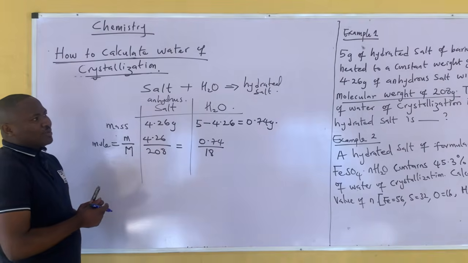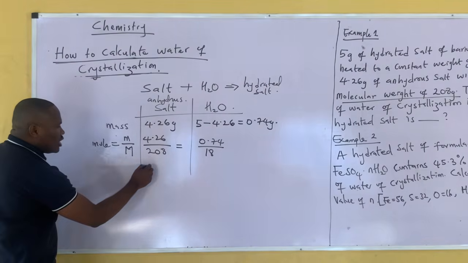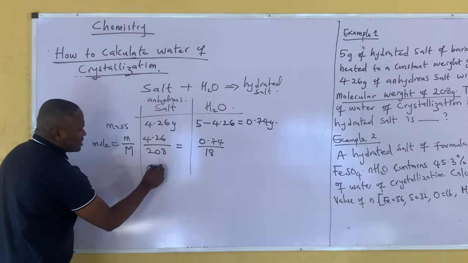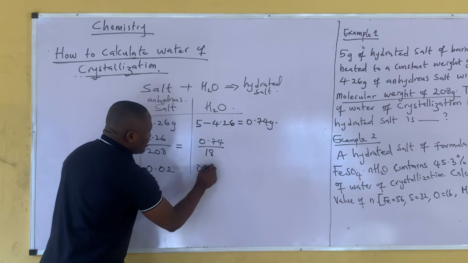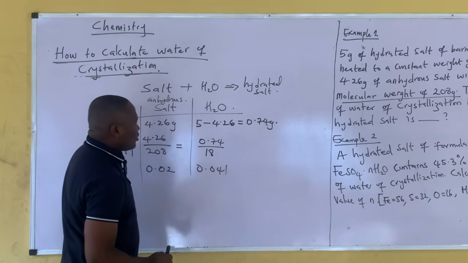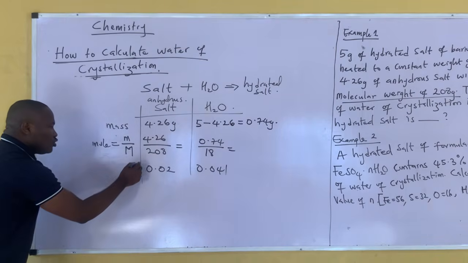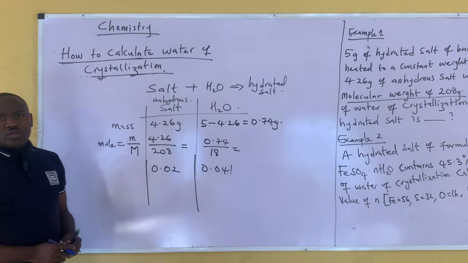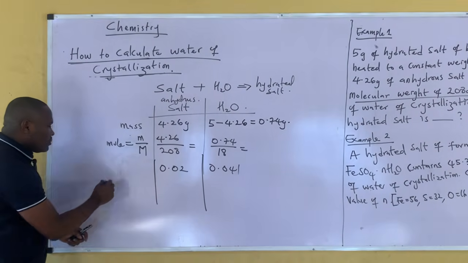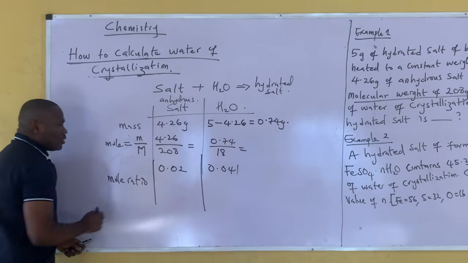Now, if that has been done, what will be the answer here? The answer here will be 0.02, while the answer here will be 0.041. 0.02, 0.041. Now, having known the mole, what's the next thing to do? The next thing to do is to find the mole ratio. What's the mole ratio?